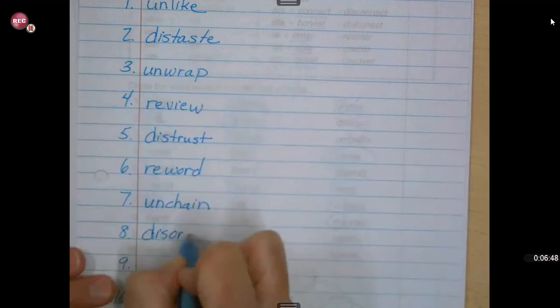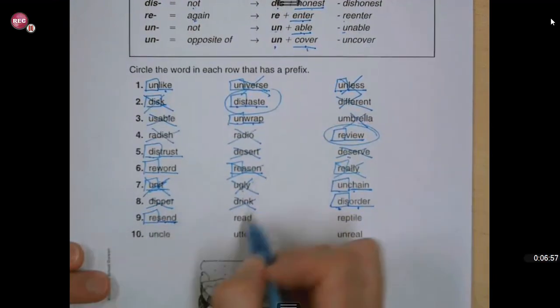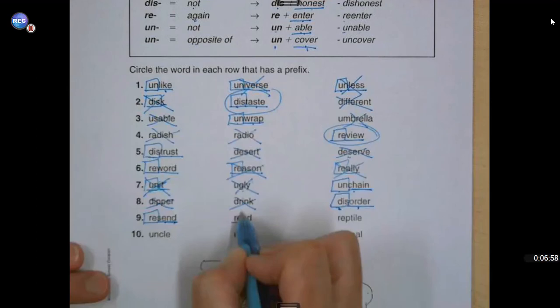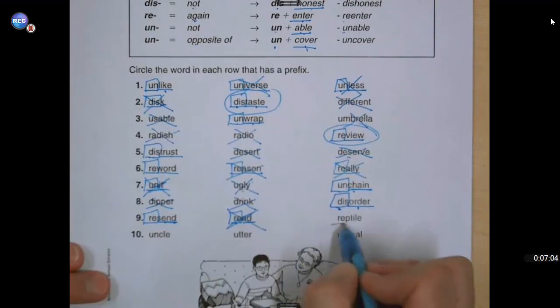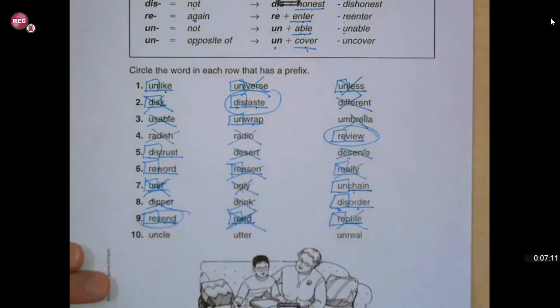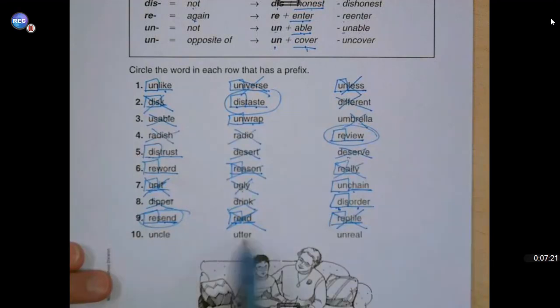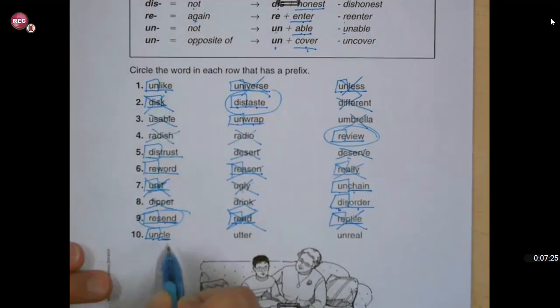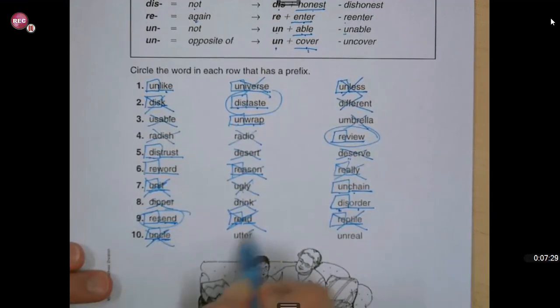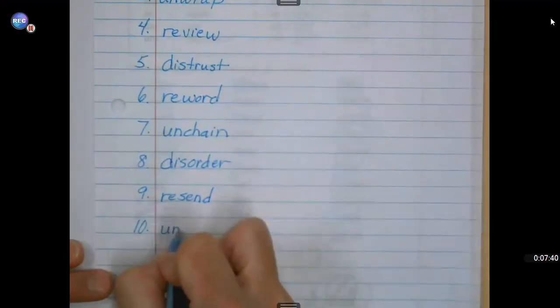Number 9: resend, read, reptile. Resend has send, so that has a base word. Read has re, but ad is not a base word, so I'm going to cross that out. Reptile has re, but then we're stuck with ptile, which obviously is not a base word. So our prefix word is resend, meaning to send again. Resend. And then number 10: uncle, utter, unreal. If I box un, is cle a base word? Nope, so I'm going to cross that out. Utter doesn't have a prefix. How about unreal? Real is a base word. Un means not. So not real would be a word that has a base word.